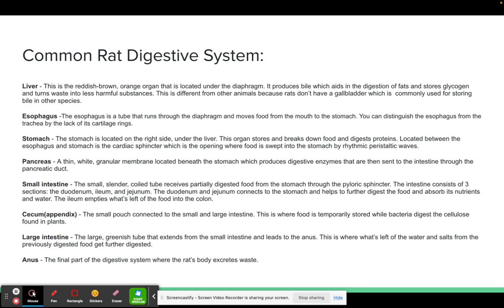The large intestine is a large greenish tube that extends from the small intestine and leads to the anus. This is where what's left of any water or salts from the previously digested food gets further digested. And lastly, the anus. This is the final part of the digestive system where the rat's body excretes this waste.